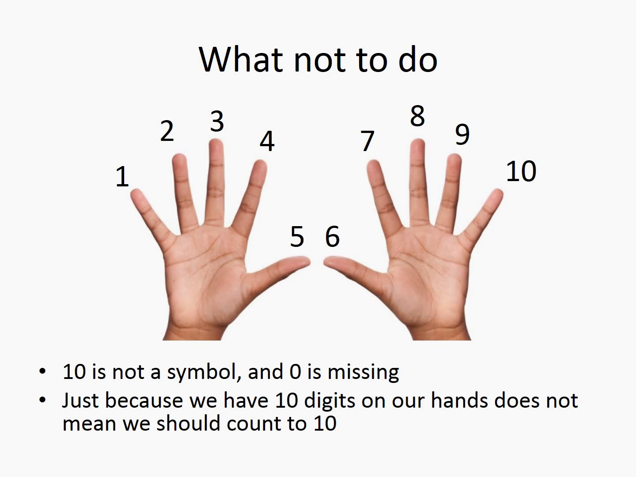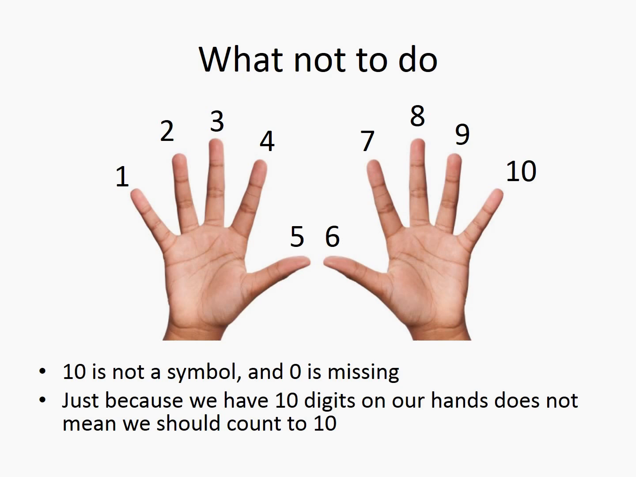In primary school, you were taught to count your fingers. And unfortunately, people have confused counting your fingers with counting. You have 10 fingers, so you count 1, 2, 3, 4, 5, 6, 7, 8, 9, 10. But that's not how we actually count.